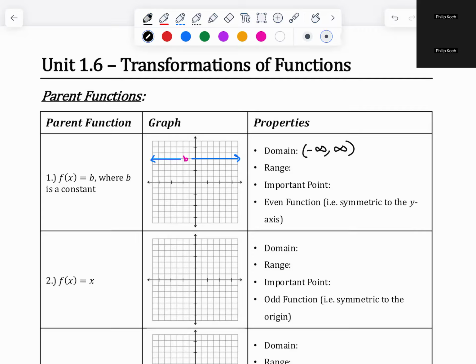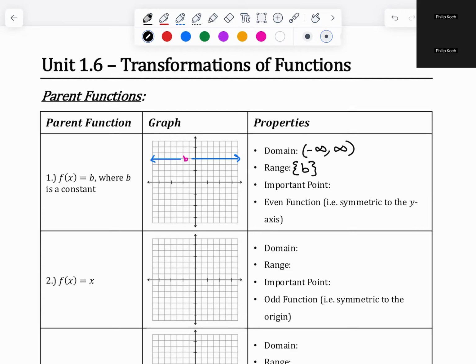The range is just the value b. So instead of being an interval, it's a little curly brace with a b in it. This is the only function that has a singleton value as its range. The only parent function. And then you'll see that I said important points. Now that'll play a role in just a moment when we talk about transformations, but we'll get there.